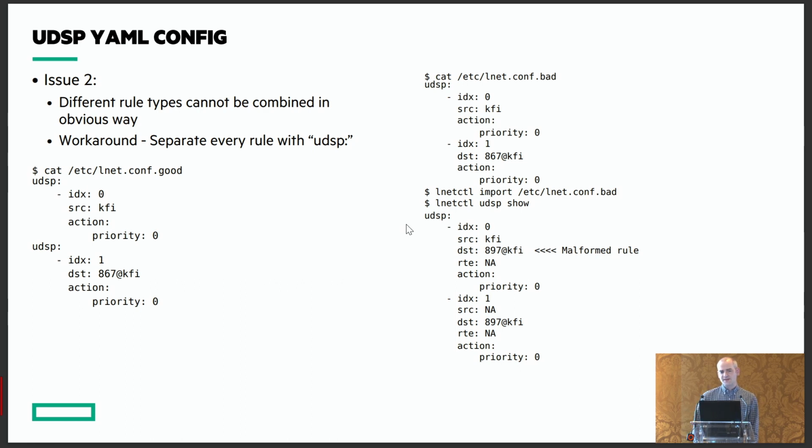The second thing is that UDSP rules cannot be combined in the obvious way. Again, on the top right here, I have the bad example. So I've got a source net selection rule and a pure net selection rule.